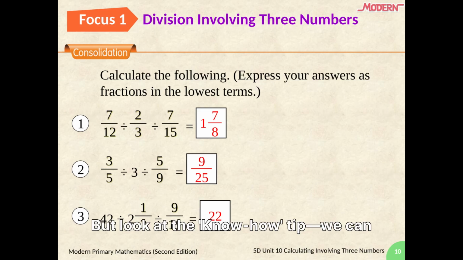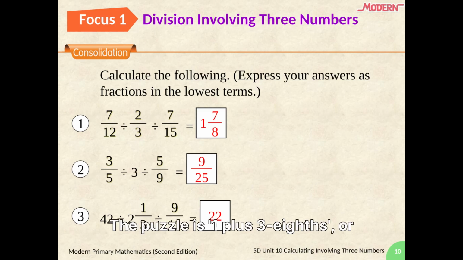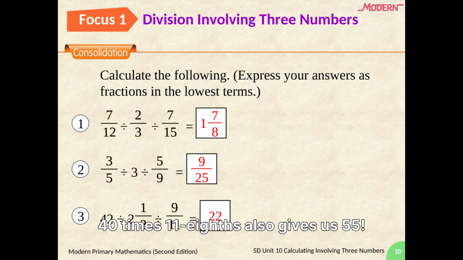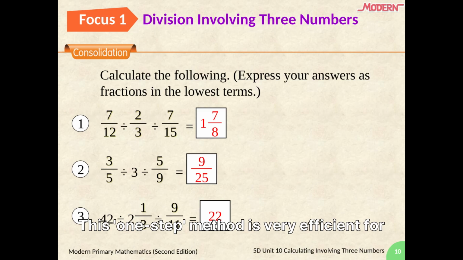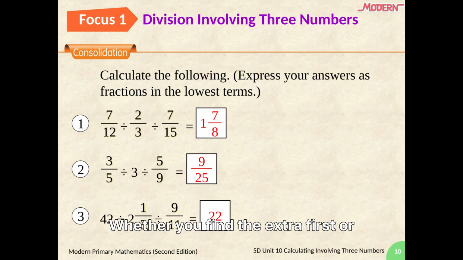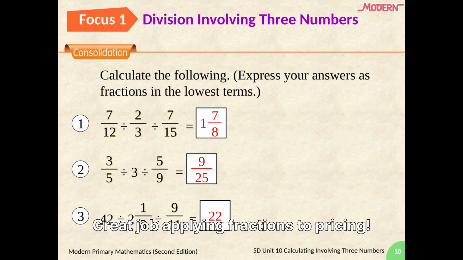But look at the know-how tip. We can do this in one step. Think of the chess set as one whole. The puzzle is 1 plus 3/8, or 11/8 of the price. 40 times 11/8 also gives us 55. This one-step method is very efficient for price increases. Whether you find the extra first or use the multiplier, the answer is the same, $55. Great job applying fractions to pricing.